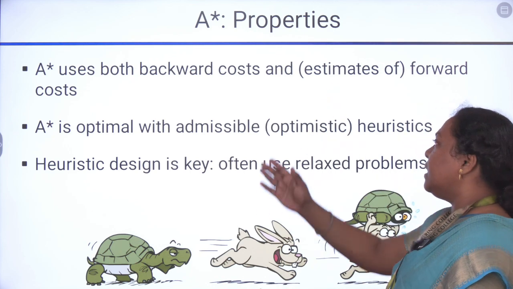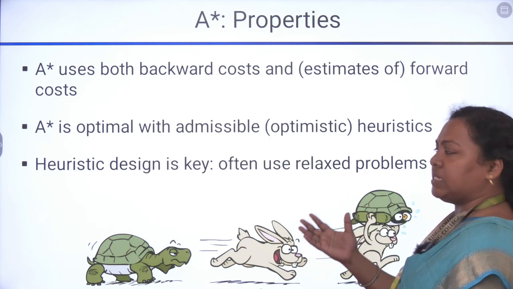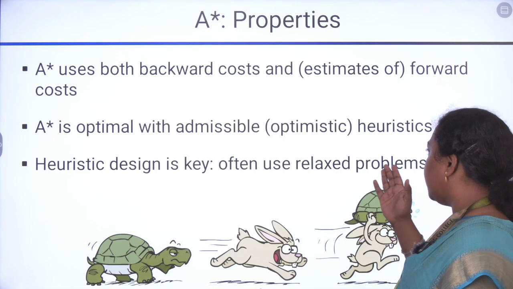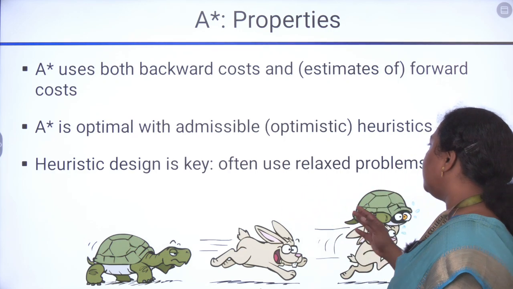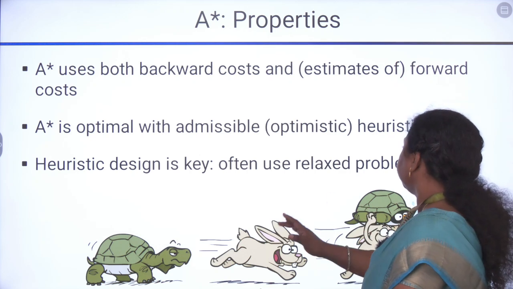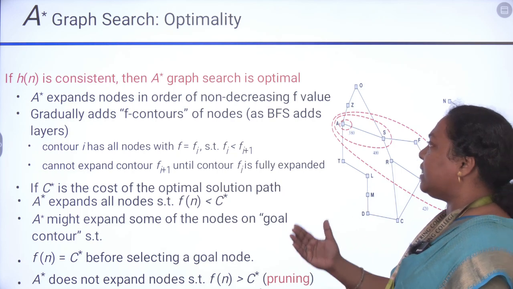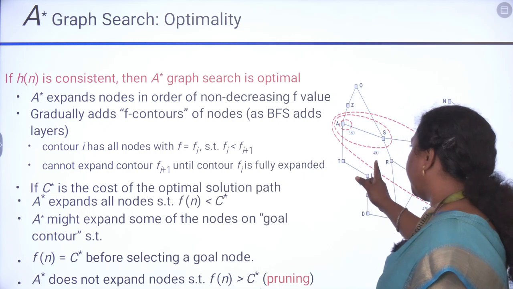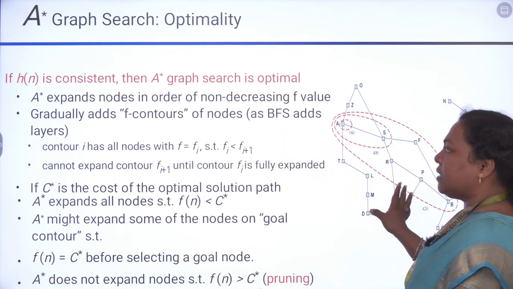So to summarize, A star uses both the backward cost as well as the forward cost to estimate it. Likewise, A star is optimal with an admissible heuristic. Heuristic design is the key, often using relaxed problems. So we will now see why we say that if h(n) is consistent, then A star on graphs is optimal. A star expands the nodes in non-decreasing order of f.